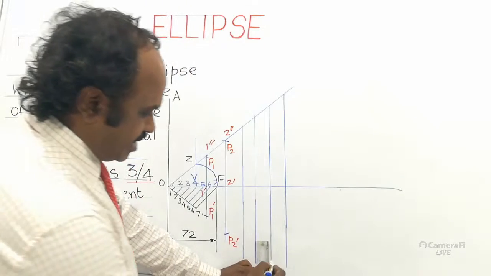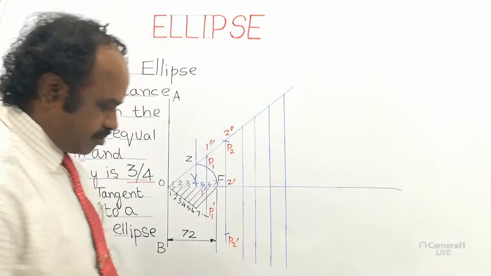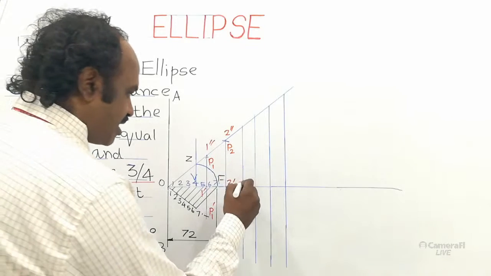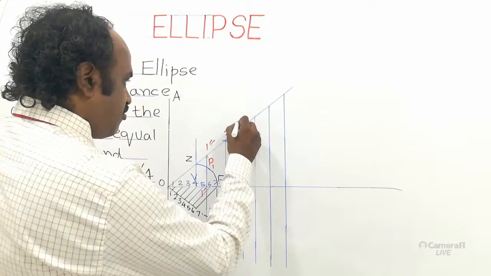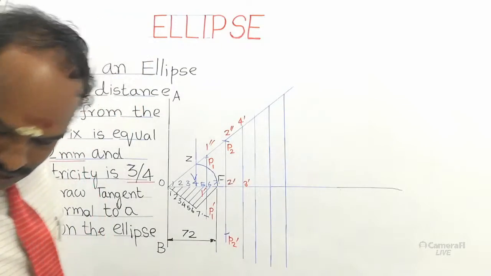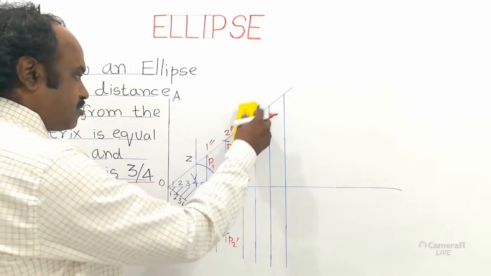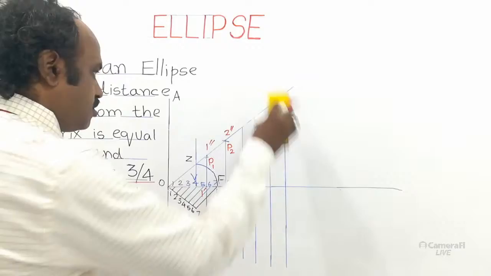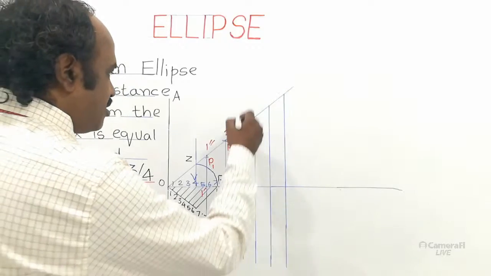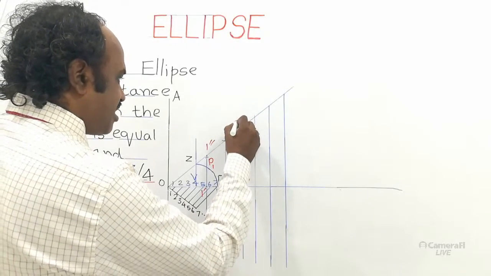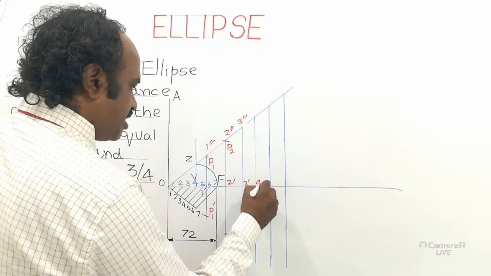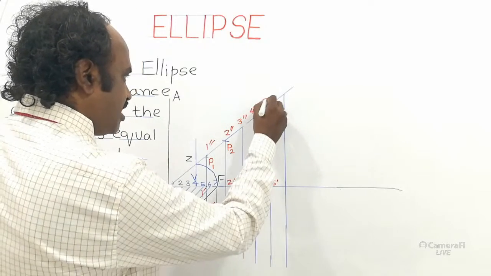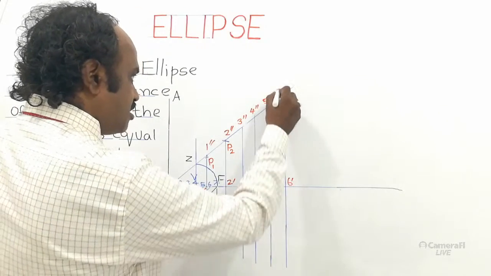So now you take the vertical distance using your compass. So this will be the third vertical line, marked as 3 dash, 3 double dash. This is a marker board, so you have to use it properly. So 3 dash, 3 double dash, 4 dash, 4 double dash, 5 dash, 5 double dash, 6 dash, 6 double dash.